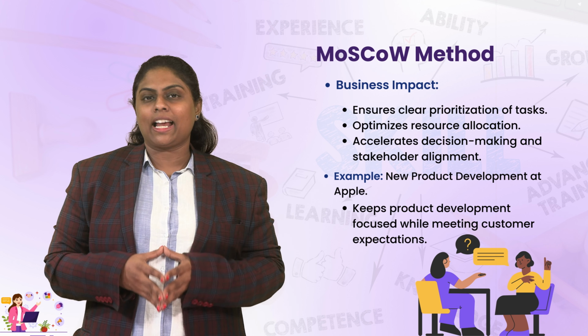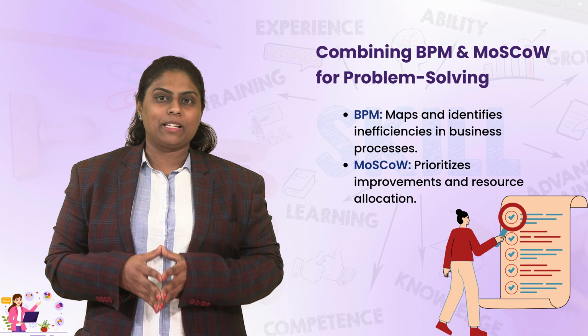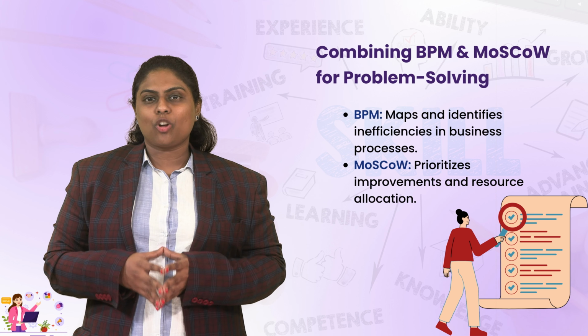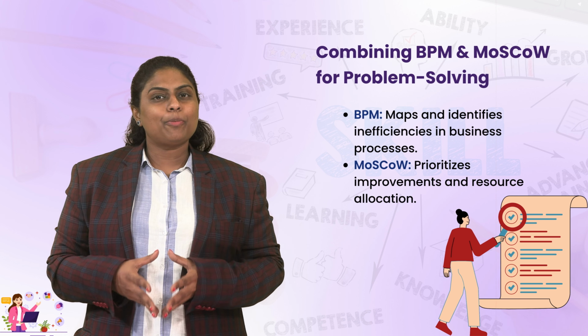Combining BPM and MoSCoW for problem solving: use BPM to map and identify problems in a business process. Apply the MoSCoW method to prioritize process improvements and allocate resources. For example, a healthcare appointment scheduling system. The BPM analysis includes identifying long wait times and double booking. MoSCoW prioritization: must have is an automated scheduling system, should have includes appointment reminders via SMS, could have includes doctor preference selection, won't have includes virtual waiting room features, that is for a future phase.